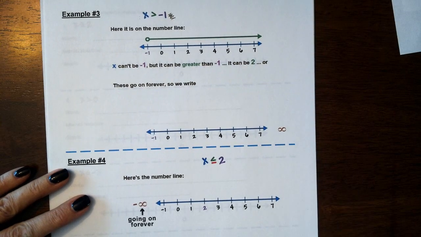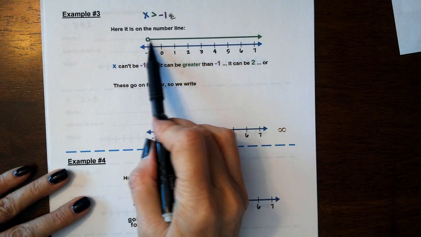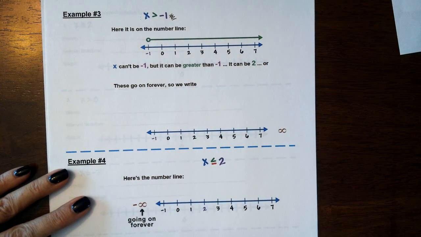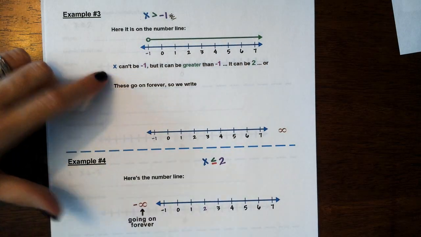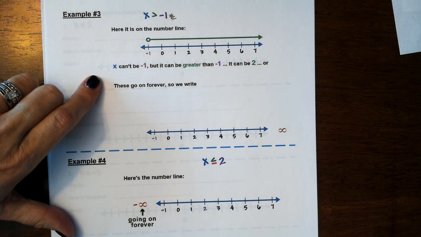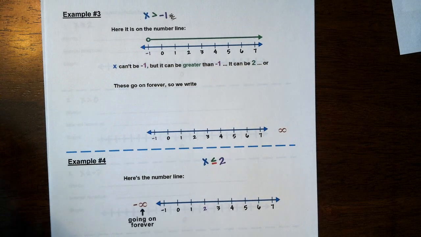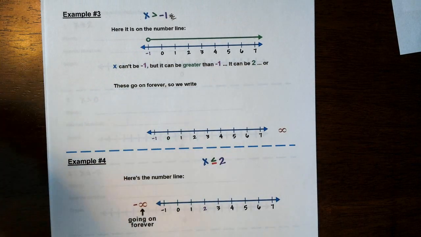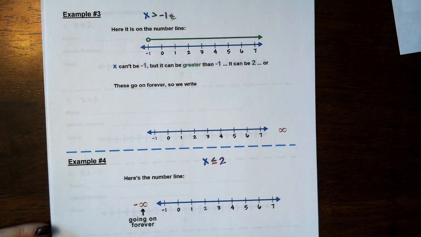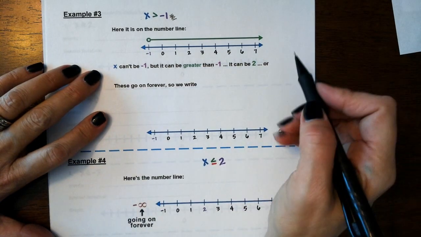x is greater than -1. This looks like a normal inequality, and this looks like a normal graph. Okay, so nothing different. And we know that if x is greater than -1, it can't be -1, but it can be 2, 10, 50, infinity, whatever. It just can't include -1. So this is a basic inequality.